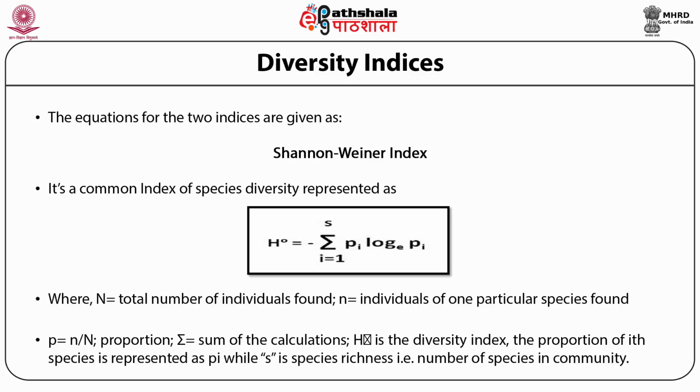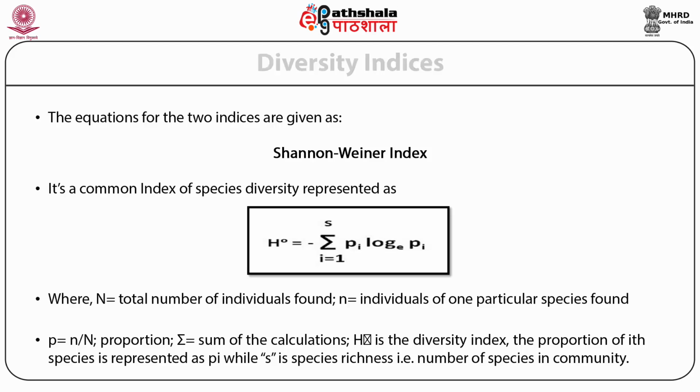Small p is equal to small n divided by capital N, which means individuals of one particular species found divided by the total number of individuals found. Summation is the sum of the calculation. H naught means the diversity index. The proportion of the ith species is represented as pi, while small s is species richness, that is, the number of species in the community.